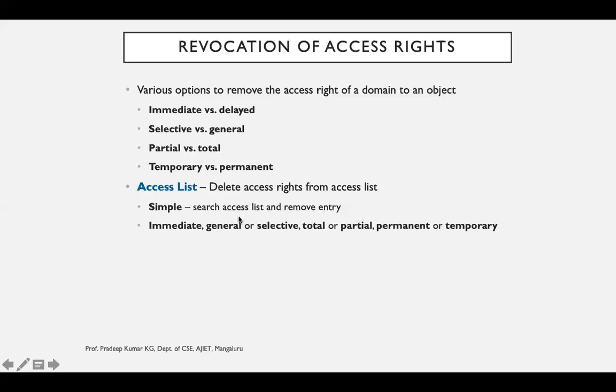It is very simple. You can search the access list and remove the entry, so I remove the entry for a particular domain and particular object. Again, you can perform immediate, general or selective, total or partial, permanent or temporary revocation. In general, we can remove access rights as immediate, delayed, selective, general, partial versus total, temporary versus permanent. But with the access list, we can only delete. Even deletion is in the form of removing or revoking the access rights.